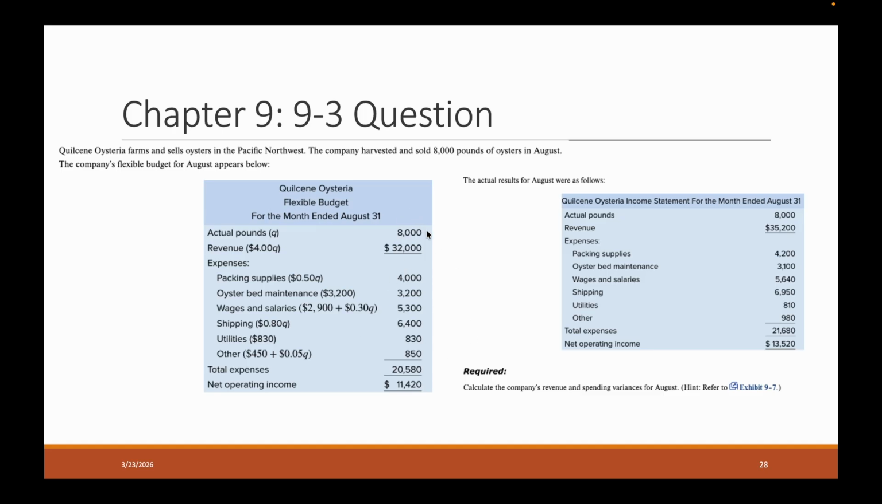So you can look through these different numbers here. In both the flexible budget and the actual results, they harvested and sold 8,000 pounds of oysters. They planned revenue of 32,000. The actual revenue was 35,200. And you can go through all these expenses here and see the differences between what they planned in the flex budget versus what actually happened. So what we're required to do in this problem is calculate the revenue and spending variances for August.